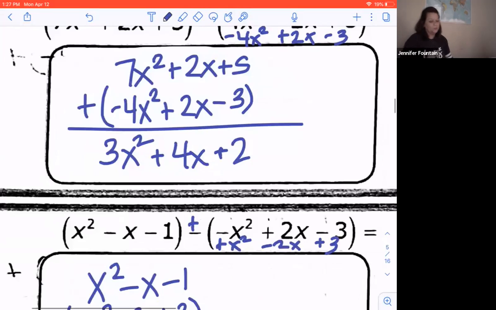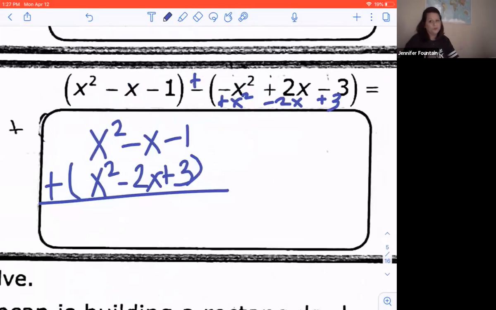And then the last one, rewrote the first polynomial, changed from subtraction to addition, took the opposite of each term after the sign change. So negative x squared became positive x squared. Positive 2x or plus 2x became negative 2x or minus 2x. And negative 3 became plus 3 or minus 3 became positive 3.